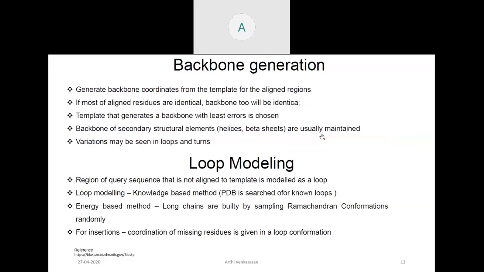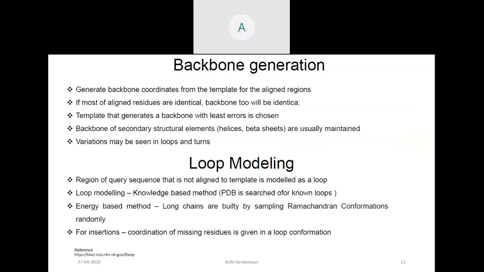The next one is backbone generation. I have done sequence alignment and alignment correction. Then I need to look at backbone generation. What is backbone generation here? You might have studied alpha helix and beta pleated sheets, right? Here a backbone is nothing but your alpha helix and beta pleated sheets, so we generate the backbone coordinates from the template for the aligned region. For example, you have already aligned it with the template and you need to check the backbone coordinates.